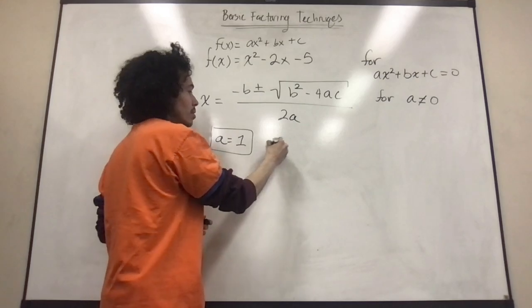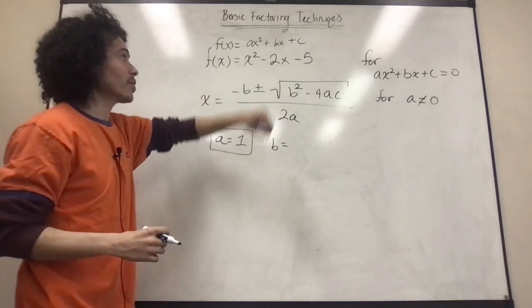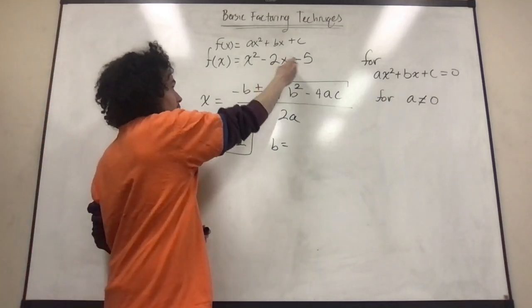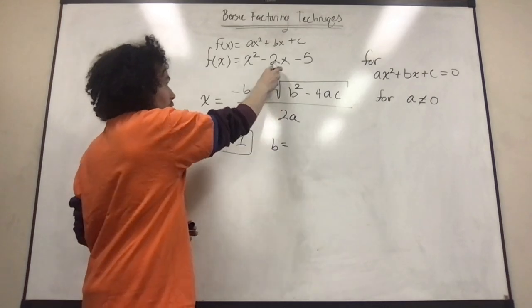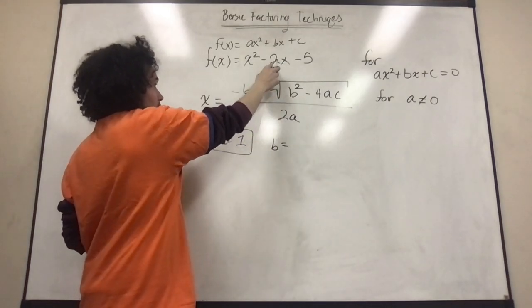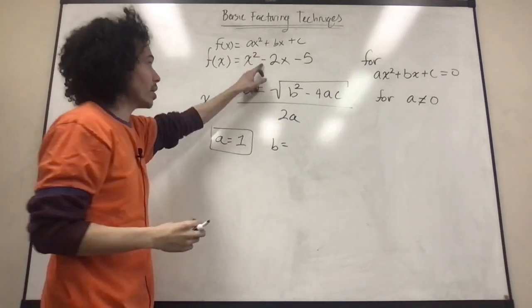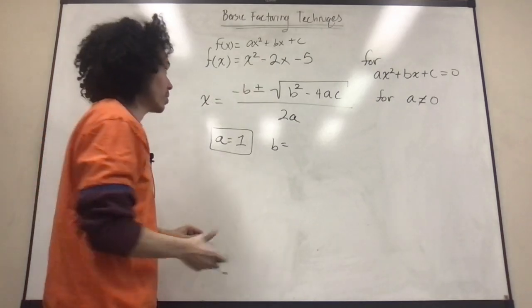Now your b, what is your b term? Well, your b term is -2. Your a and your b terms are going to be the coefficients, the numbers right in front of the variables, and it's going to include whether they're positive or negative. So it's going to be -2.